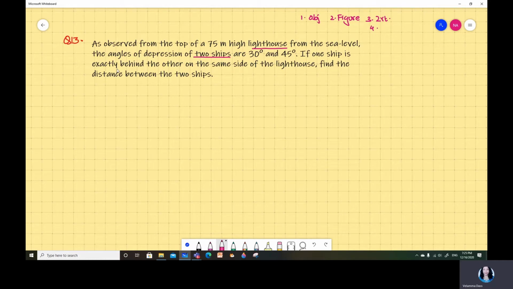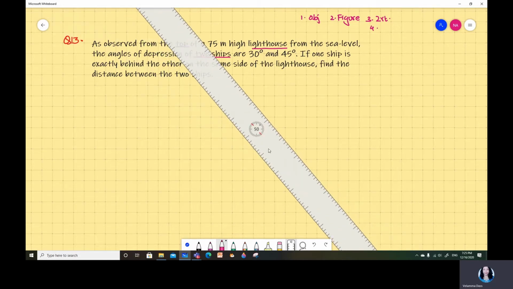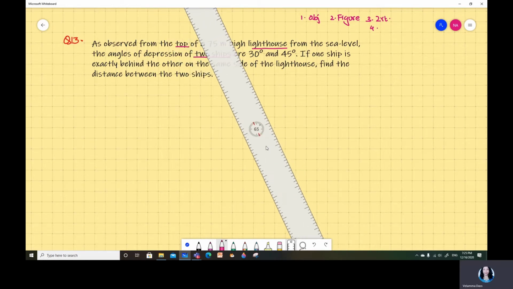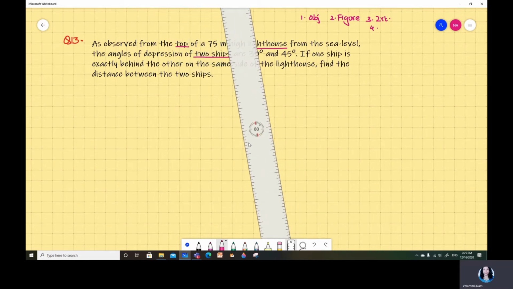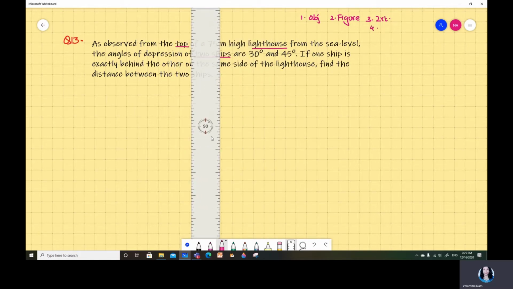Correct? Let's read again for interpreting the correct figure. As observed from the top of a 75-meter high lighthouse from the sea level, the person is standing at the top and is observing the two ships. Okay, so let's draw a lighthouse quickly. So here we have a lighthouse.